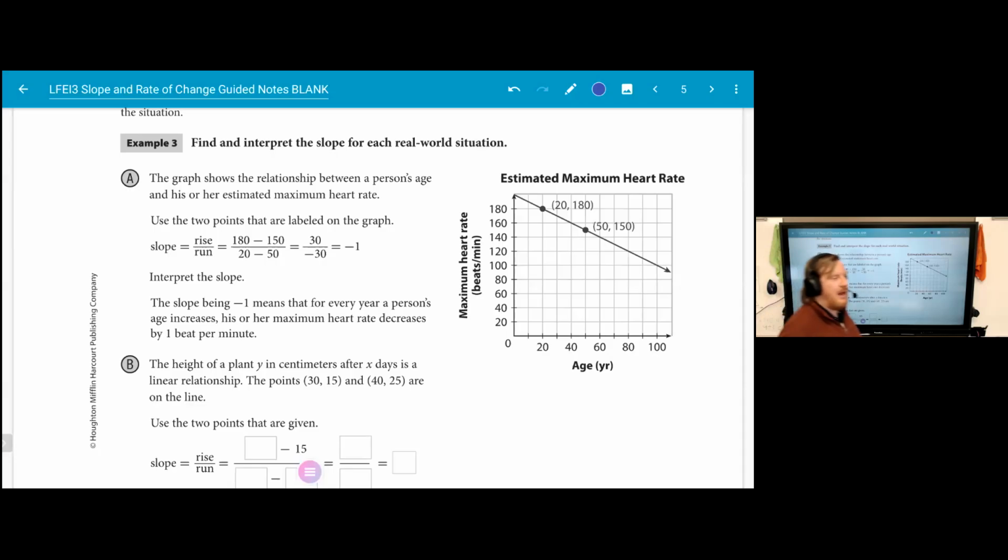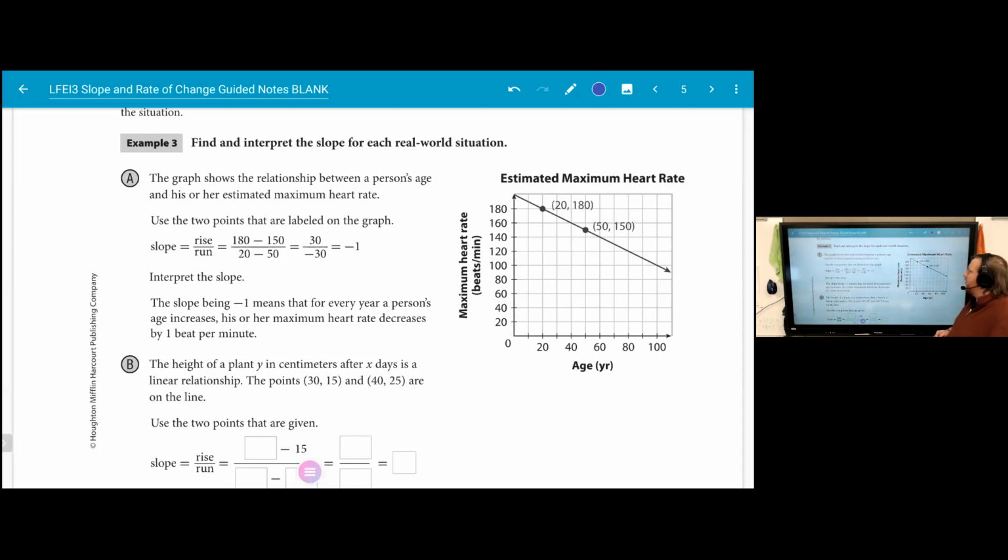All right, let's welcome everybody back to part 2 of slope and rate of change. Now we're on to the important parts. Well, it's all important, but now it's the real world time of things, right? Find and interpret the slope for each real world situation.